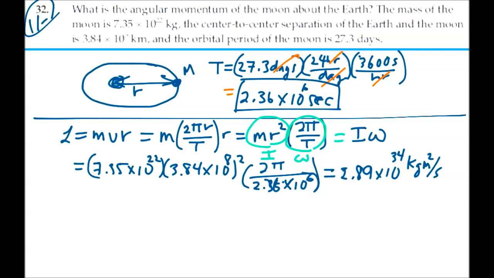So that is the angular momentum of the moon about the Earth: 2.89 times 10 to the 34 kilogram meter squared per second.